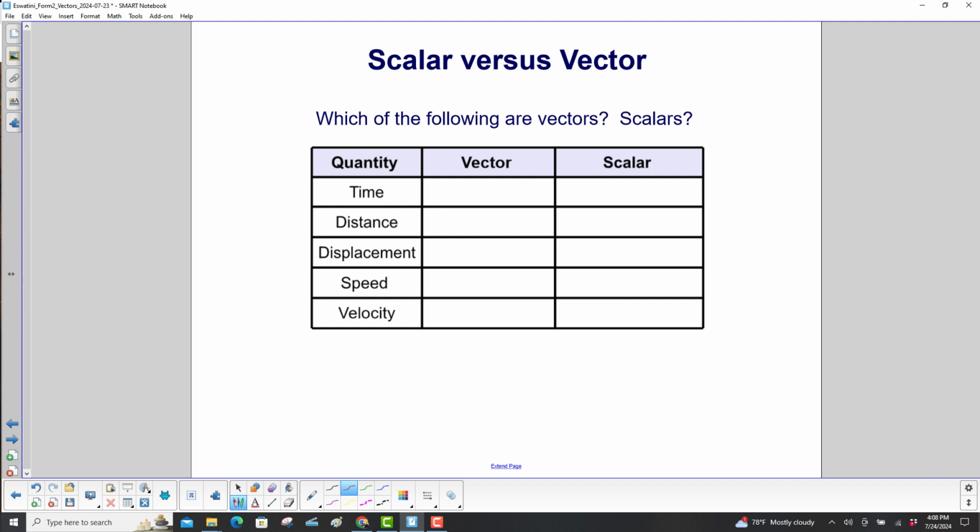Which of the following are vectors and which are scalars? Take a moment to complete the table, pause the video should you need it, and then move on to the next slide for the answer.